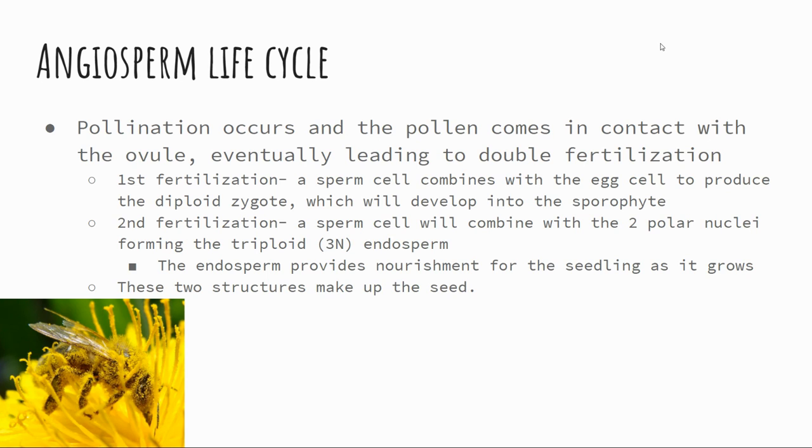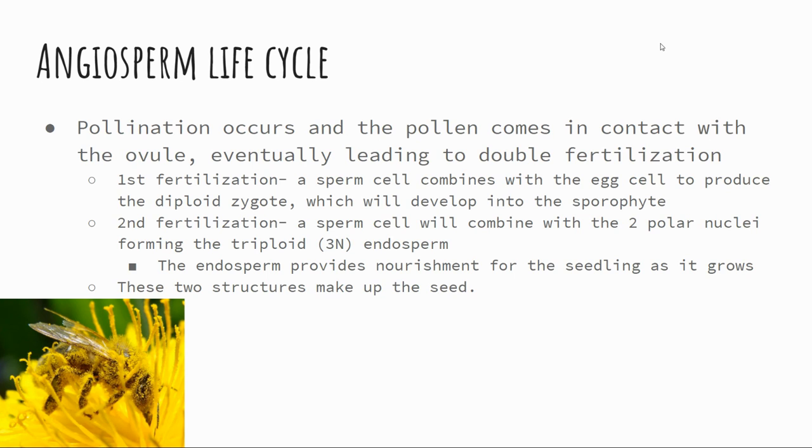So let's talk about what double fertilization is. Here you have first fertilization and second fertilization. First fertilization is when a sperm cell combines with the egg cell to produce the diploid zygote, which will develop into the sporophyte. Second fertilization is when a sperm cell combines with the two polar nuclei, forming a triploid endosperm, triploid being 3N. The endosperm provides nourishment for the seed as it grows. These two structures combined will make up the seed.